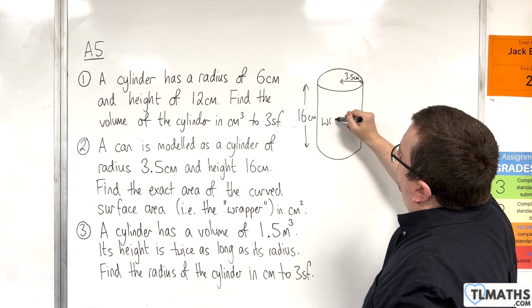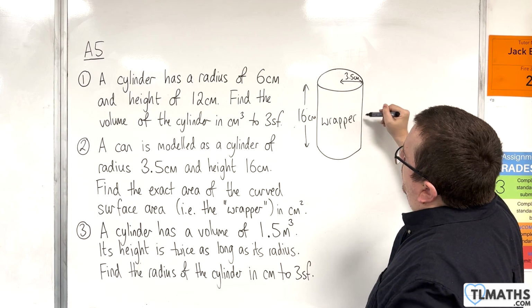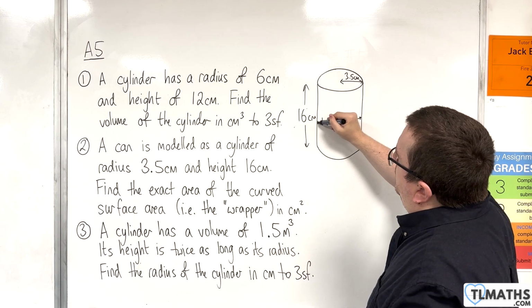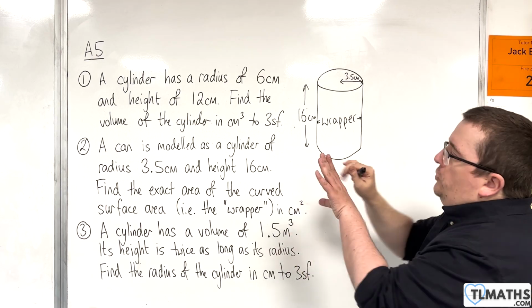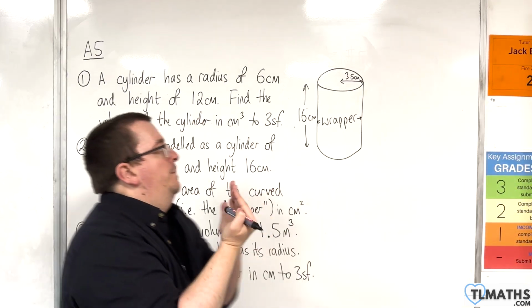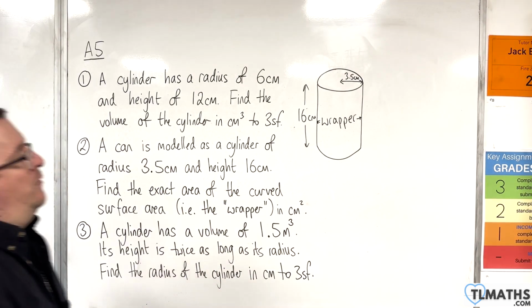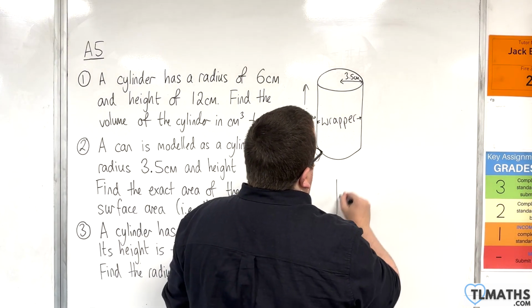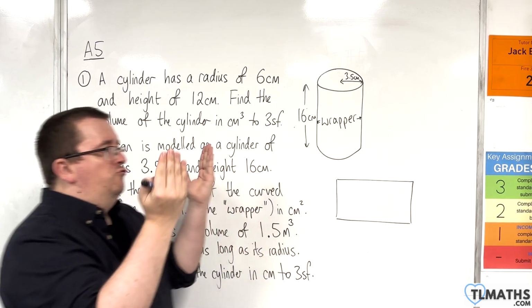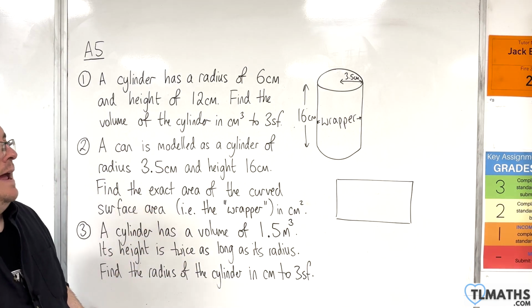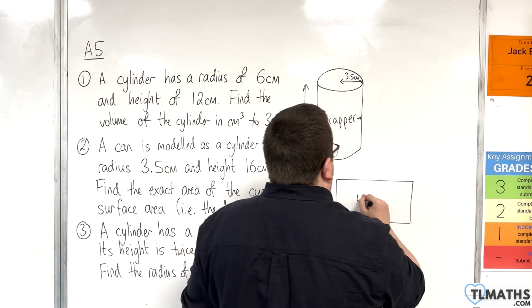So this is the wrapper section. Okay, so we're not concerned about that bit or the bottom. It is just that wraparound part. Now that is a rectangle that has been wrapped around the outside of the can. So this is the wrapper.